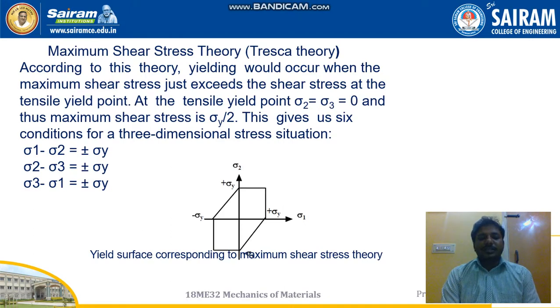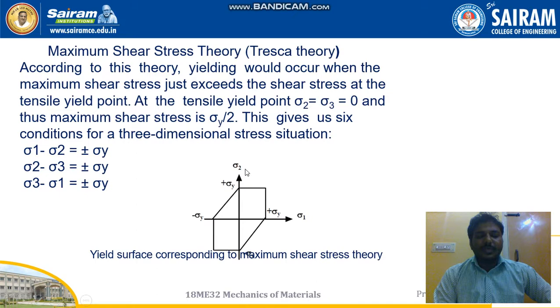Normally, shear stress is directly proportional to strain within the elastic limit. So what happens is that the shear stress exceeds the tensile yield point. Whenever the shear stress exceeds the tensile yield point, at that particular point the maximum shear stress theory will come into the picture. At the tensile point, sigma 2 will be equal to sigma 3, which will be equal to 0. So this is how we are going to consider it as a maximum stress theory.